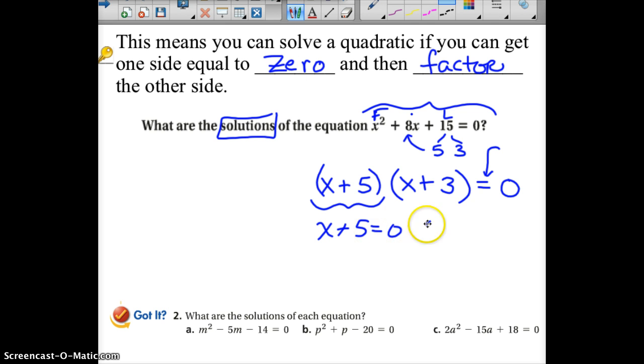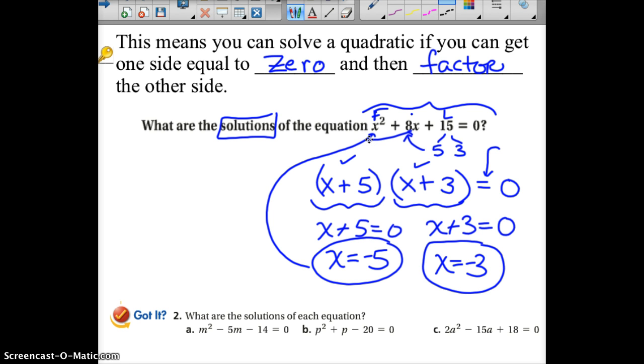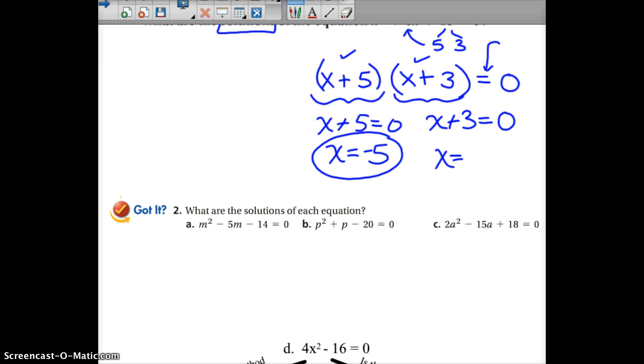Now this one, again, you could do with common sense, but just so you see the process, I set each piece equal to 0 because if two things multiplied equal 0, one or the other must be 0, which means by subtracting 5, x could be negative 5 or x could be negative 3. So these are called my solutions. If I were to plug them in here and use my calculator or my arithmetic, a 0 will come out.